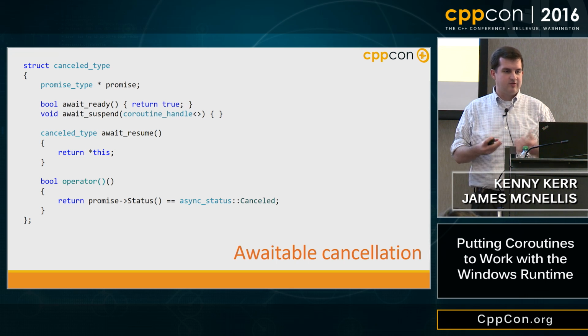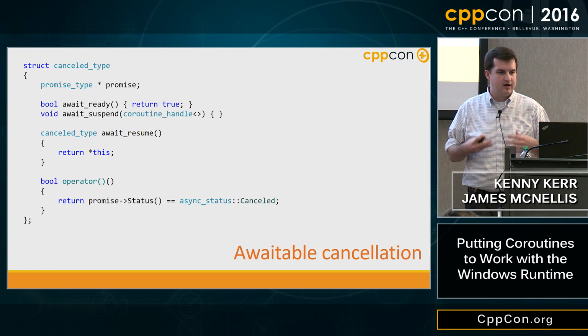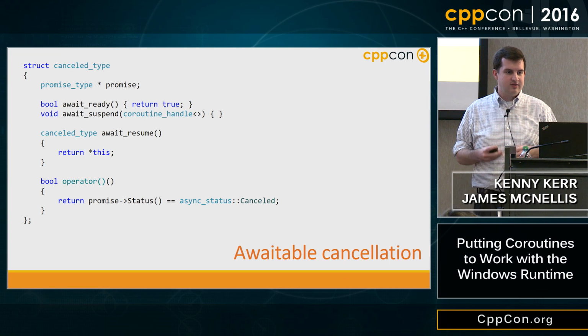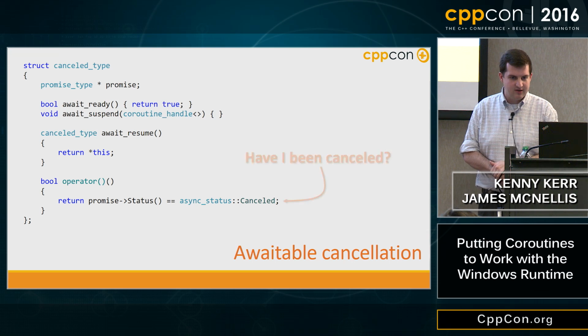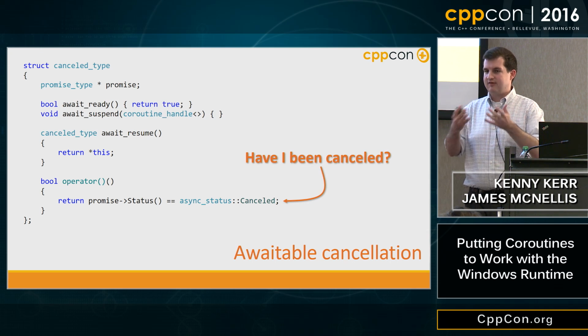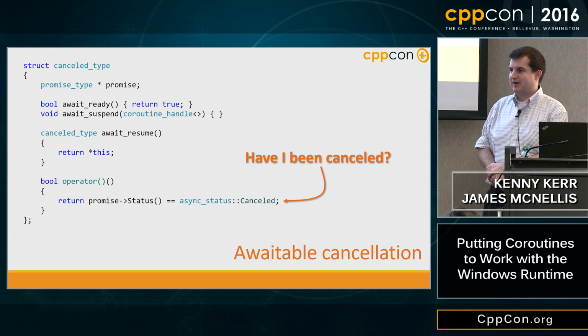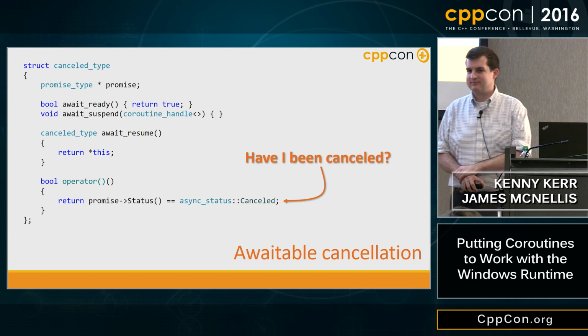So here it's going to store the pointer to the promise. The await ready will return true so that we don't actually want to suspend. The await resume will return a copy of this object. And then inside the function call, we're actually just going to ask the status, have I been canceled yet? Any questions about that or how that works?